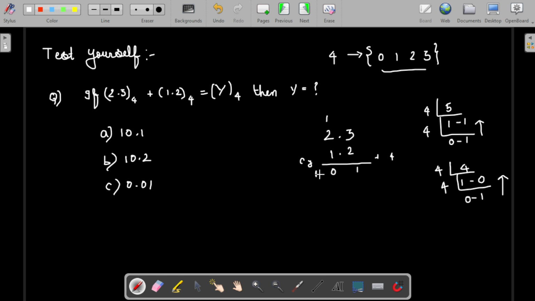If an external overflow happens, then we have to represent it as a carry. The overflow and carry, everything we will discuss in detail. But here, if you see, the answer is 10.1. So if you guys found the answer correctly, then I appreciate that you are on the right track.